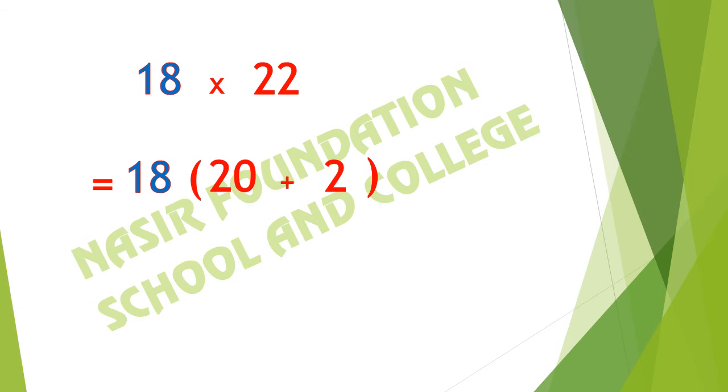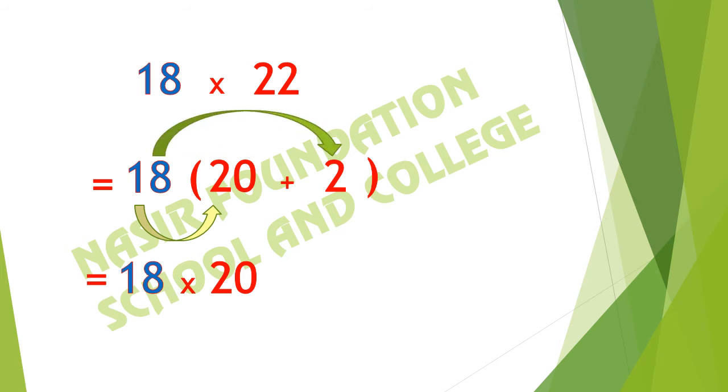If we apply the distributive property we can see that 18 is multiplied with 20 and 2. So first of all we will multiply it with 20. We will write it as 18 into 20. Then it is multiplied with 2. We will write it as 18 into 2 and there is the addition symbol. We will write it as it is.